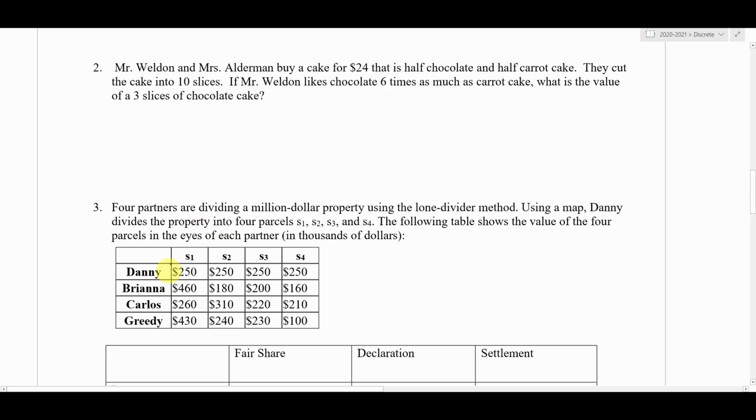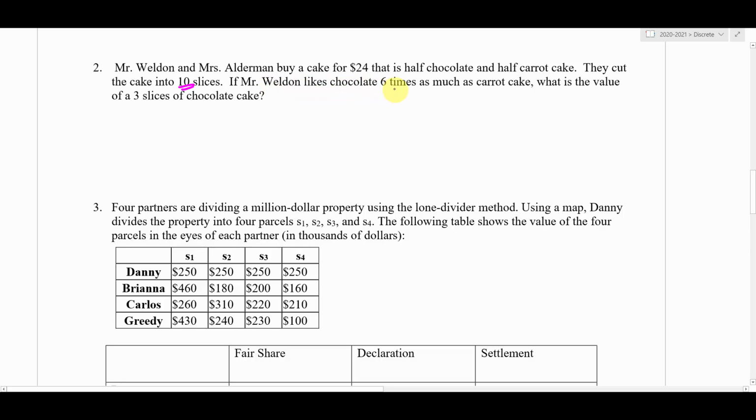All right, number 2 is very much like the pizza problem. But instead of a pizza, in this example, we're going to have a cake. So Mr. Weldon and Mrs. Alderman buy a cake for $24. That is half chocolate and half carrot cake. They cut the cake into 10 slices. So this is a little bit different than our previous examples because normally we cut into 8 slices. So make sure you do pay attention to how many slices they cut the cake into.